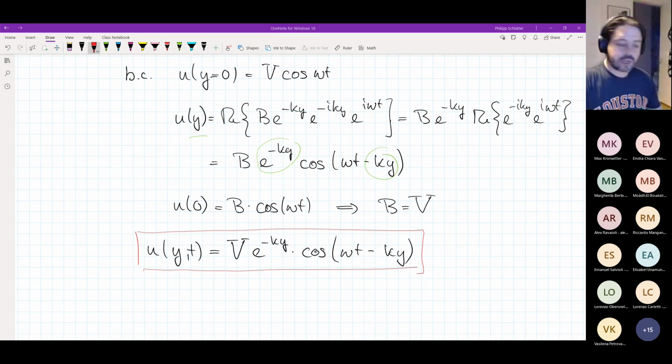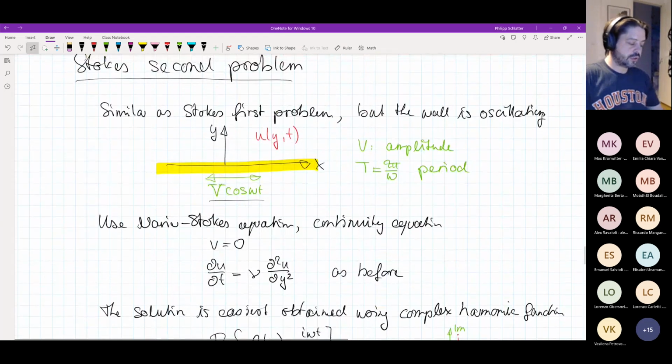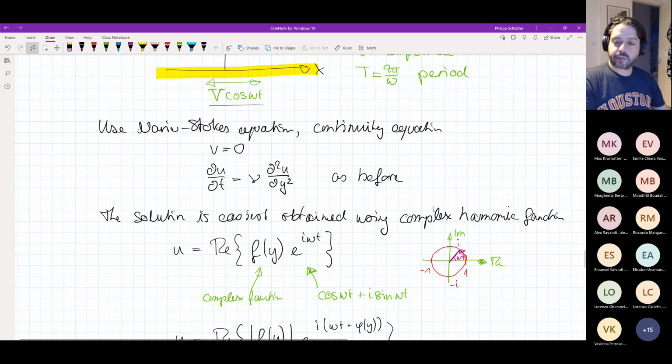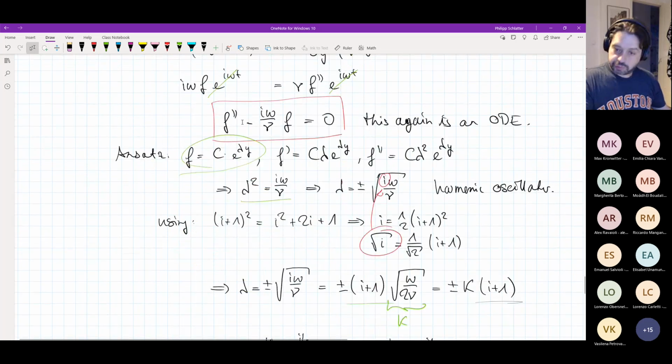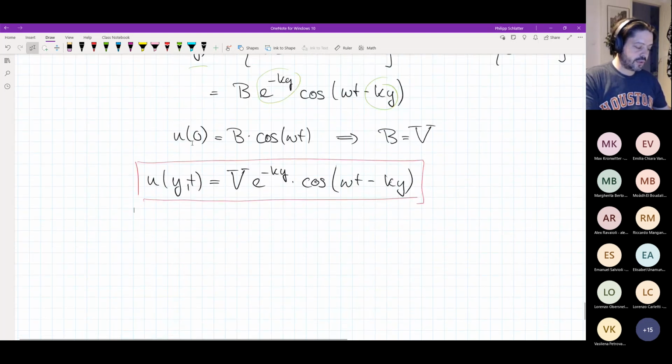Okay, so welcome back. What we have done so far is we have now solved Stokes' second problem. Remember, the question was, we have a wall that is oscillating back and forth with a certain angular frequency of omega. We have solved that by essentially doing an ansatz with complex harmonic functions, so sines and cosines, which eventually leads to a separation of variables. And then we have found, at the end of the day, this result here.